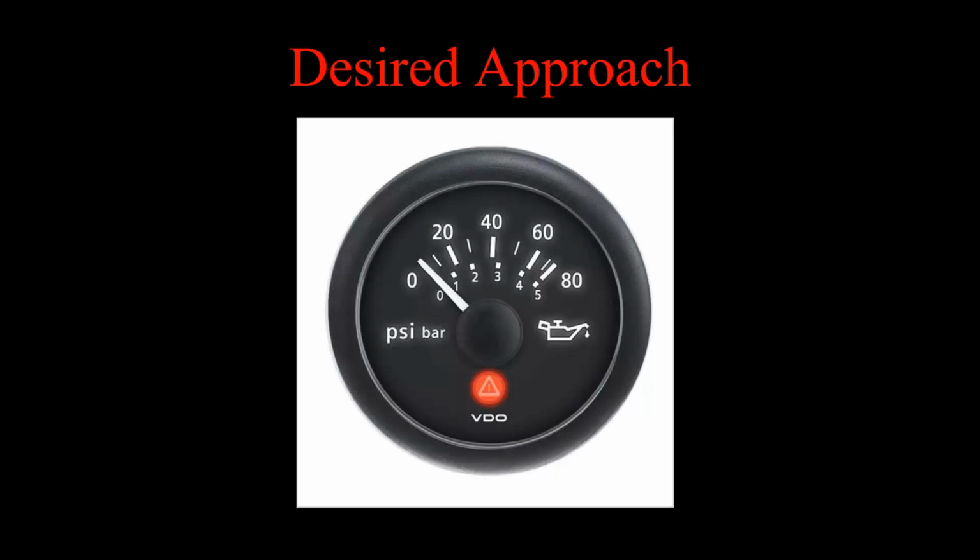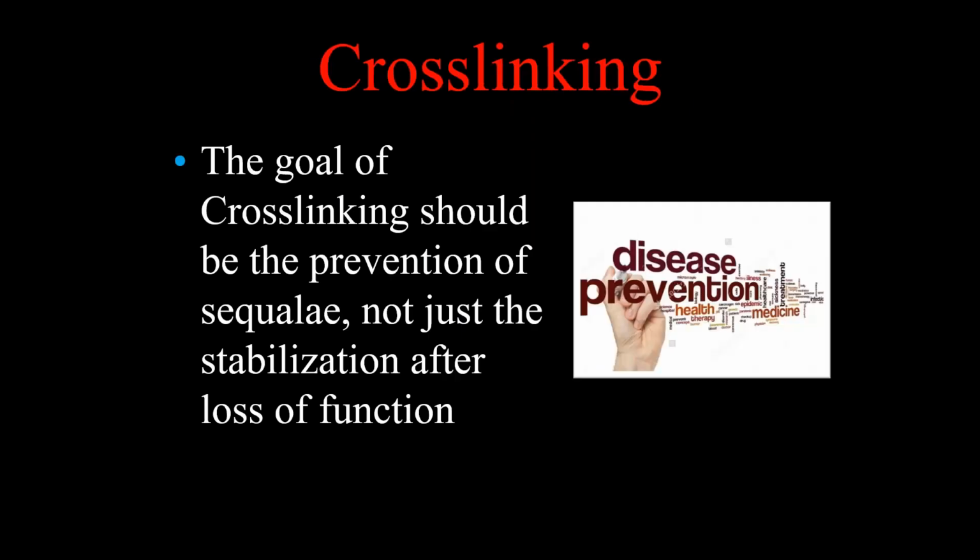This is what we need. We need a way to monitor changes so that you can pick changes up before you actually do, in this case, damage to an engine, in our case, before you actually lose vision. And again, the real reason for this is cross-linking, because the goal of cross-linking should not be stabilization after you've lost vision. It should be the prevention of loss of vision. So we need a way to intervene early enough before we have loss of vision.